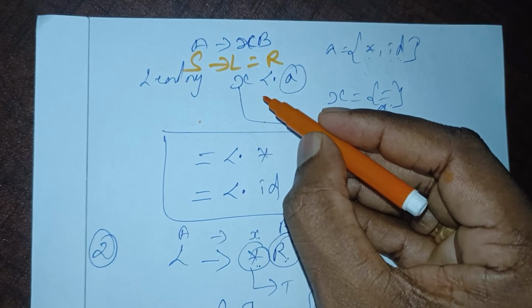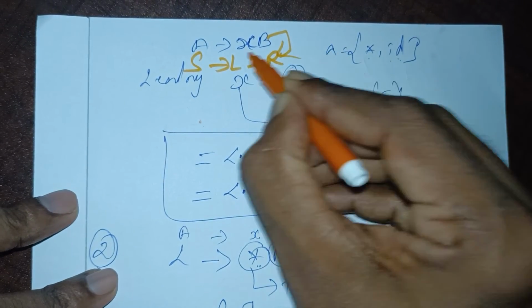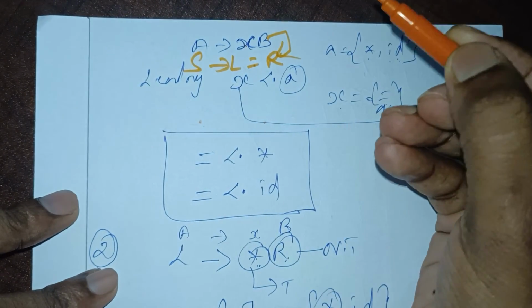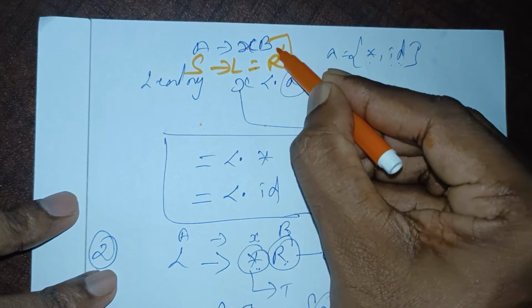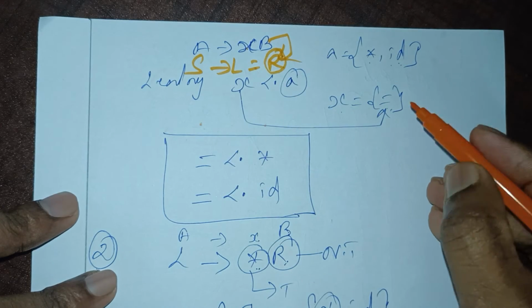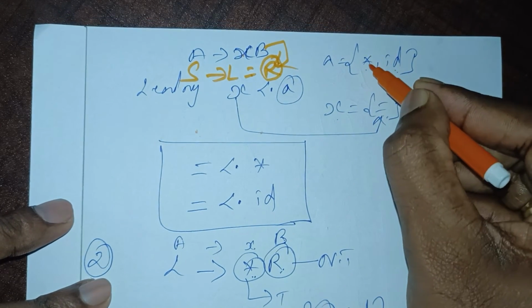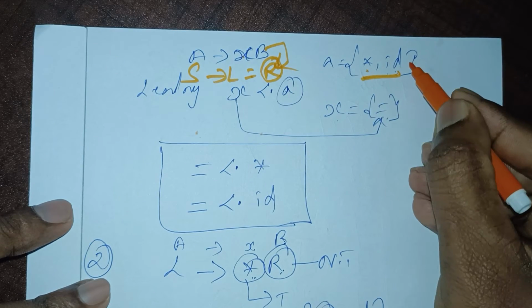You can see here S tends to L = R. So I applied this: R is called capital B, and this equal to is called small x. What is this B? Leading of R. Below this we have a non-terminal. What is leading of R? Leading of R we have the values asterisk comma ID. So we have already found this, asterisk and ID.